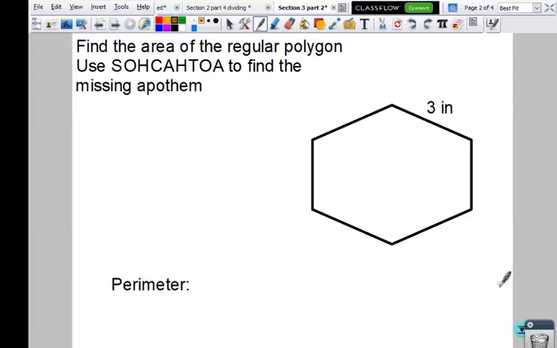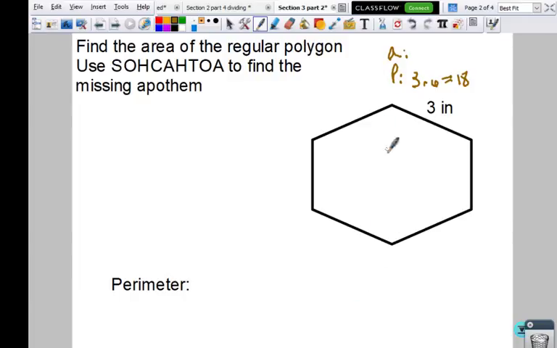So, to find the area, we need two things. We need the apothem, and we need perimeter, right? Well, in this hexagon here, I have one side, and I don't have my apothem. So, I can find my perimeter pretty easy, because if a side is 3, times 6, and there are 6 sides, my perimeter is 18, right? Well, the apothem's a little more work.